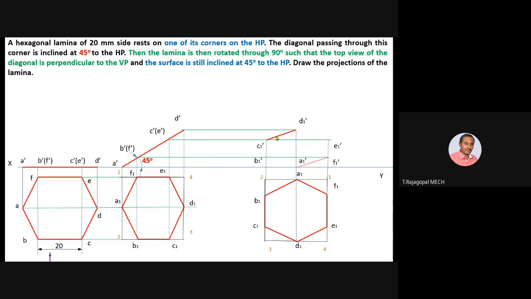After marking all the corners, you can join the sides: D1 C1, C1 B1. You join all the corners. So all the corners are joined. This is our final answer of the problem. One more thing you have to ensure, which I repeated in the Pentagon problem also: here you have to ensure the position of the hexagon is right. Whenever the corner is on HP, that corner has to be made perpendicular to XY after the rotation of 90 degrees.